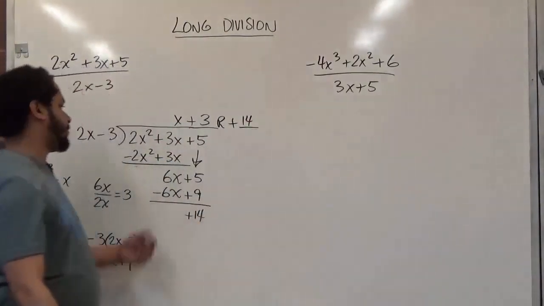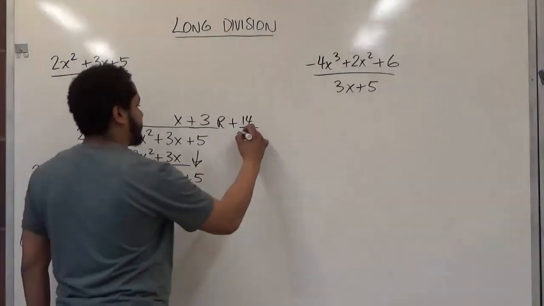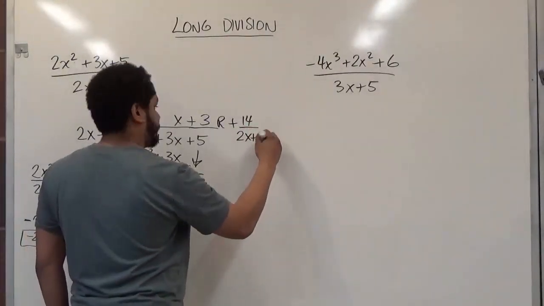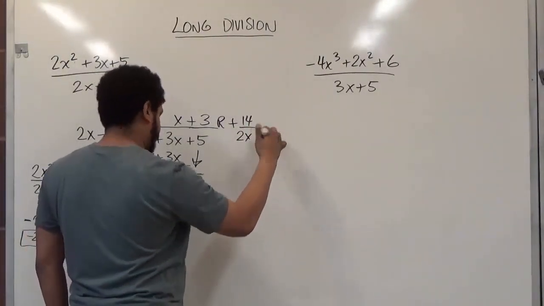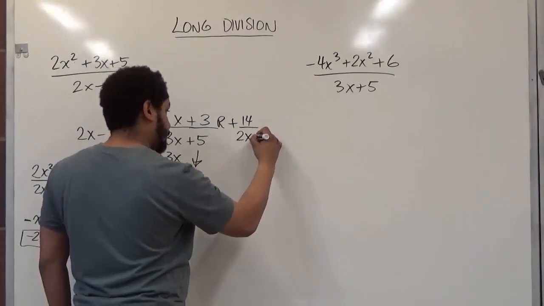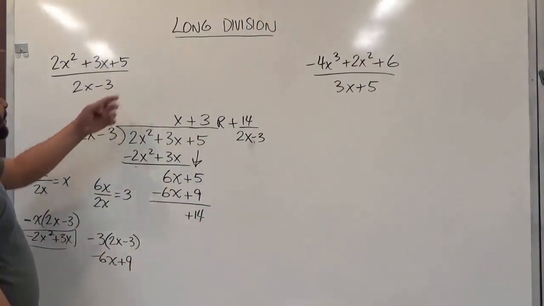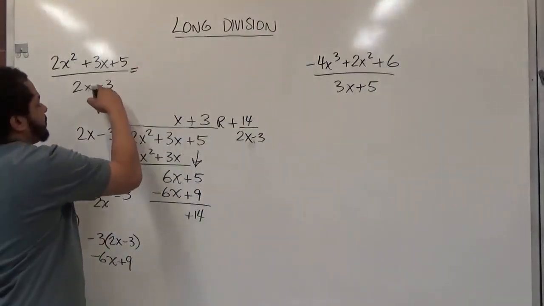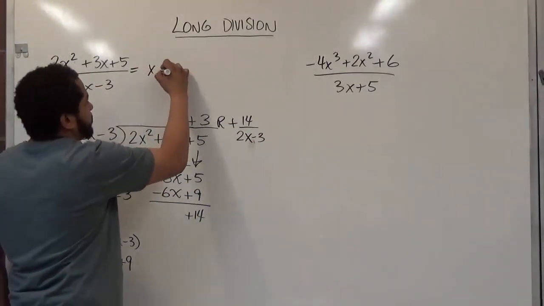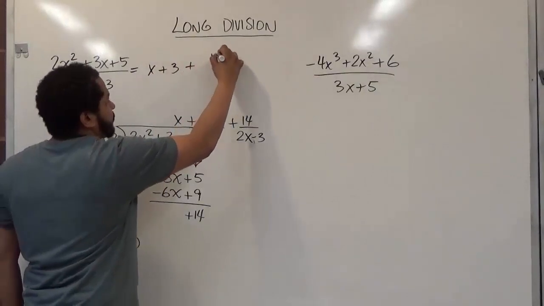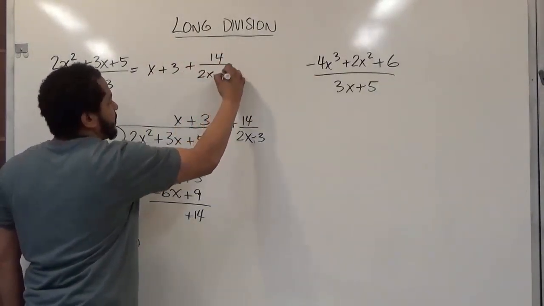I put that over the divisor, which is 2x minus 3. And now I write my quotient up here. So the division of these two will give me x plus 3 plus 14 over 2x minus 3.